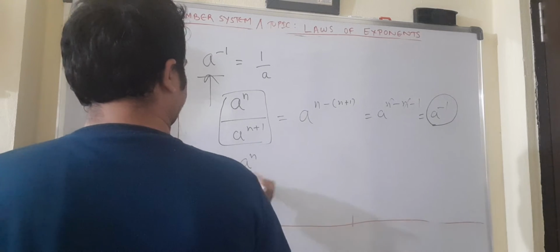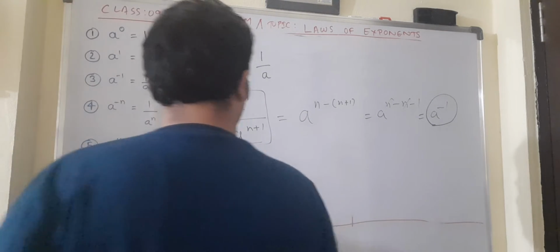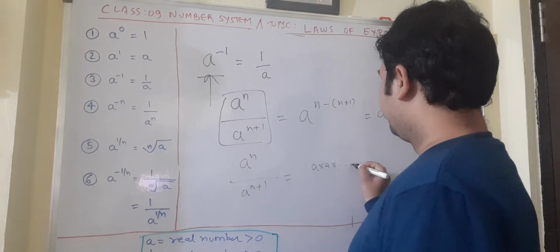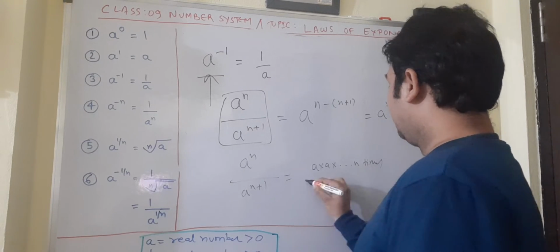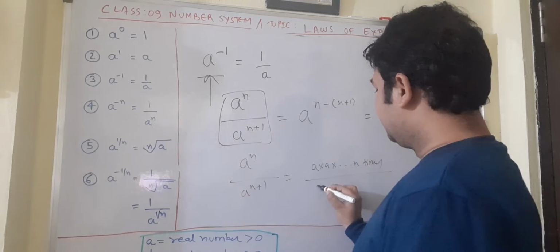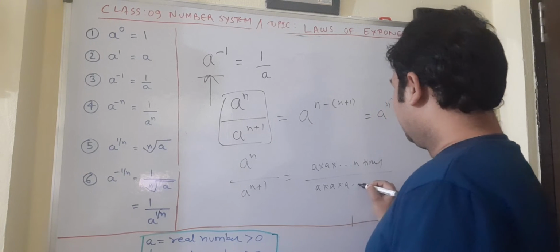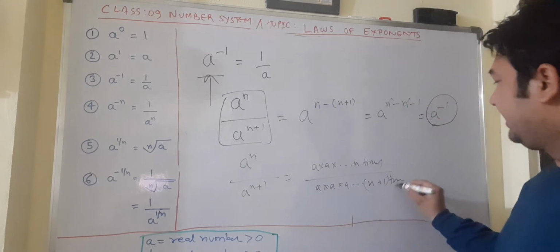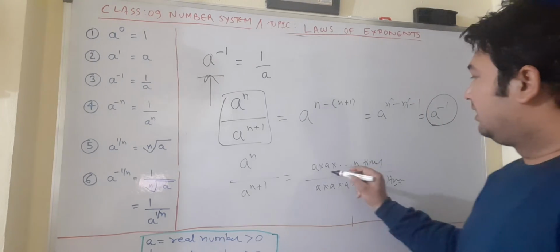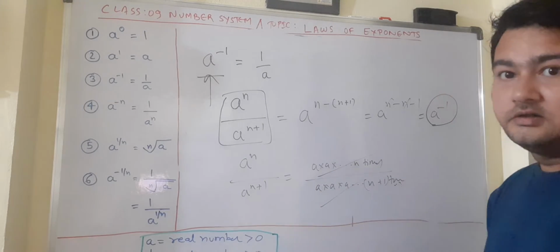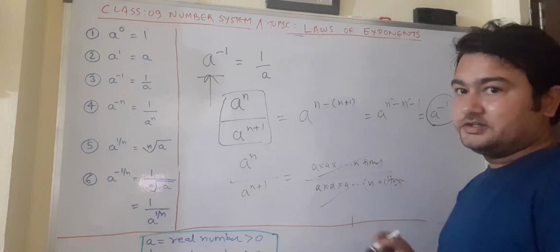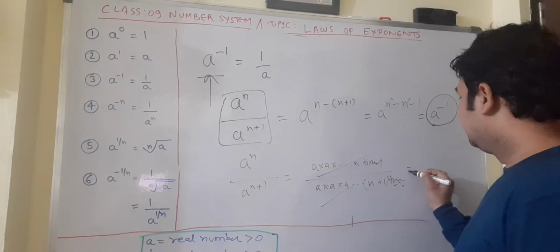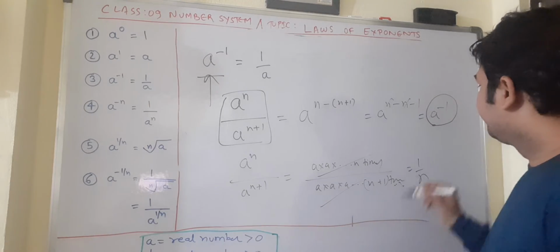But a to the power n by a to the power n plus 1, what do we observe here? We observe here that a to the power n is a into a up to n times. And a to the power n plus 1 is a multiplied by a up to n plus 1 times. So there is only one extra a here. All the a's will get cancelled by each other, and you will only be having one a over here in the denominator. This will come 1 by a only.